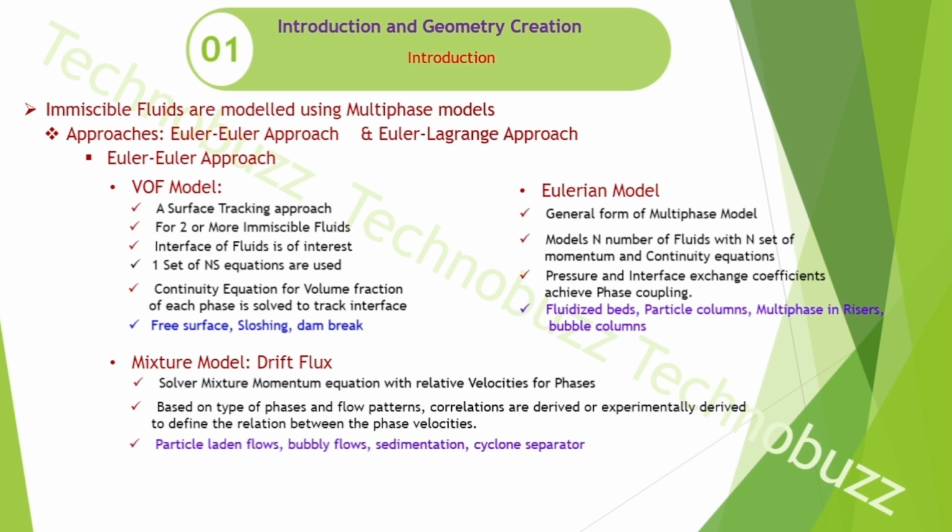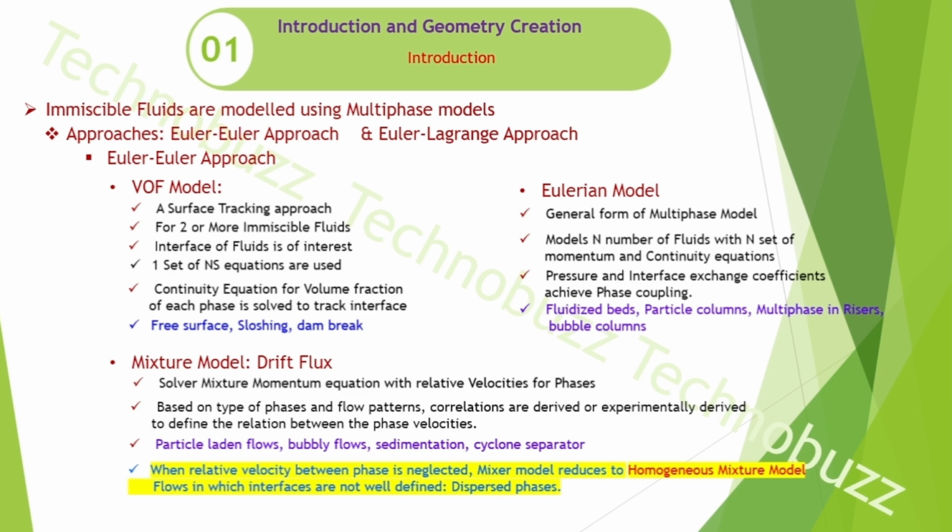This model can be used in particle-laden flows, bubble flows, sedimentation, and cyclone separators. Finally, in flow scenarios where interfaces are not well defined, like in dispersed phases, homogeneous mixture model can be used. In this model, the relative velocity between the phases is neglected, and it is the most simplified model that can be used based on the requirements. This is briefly about Eulerian approach.